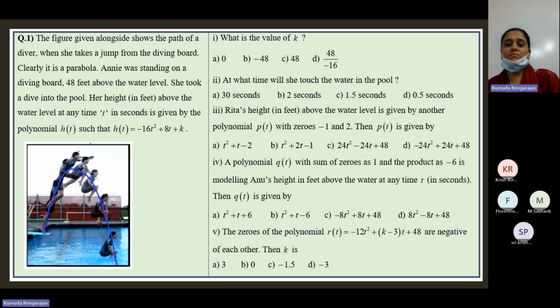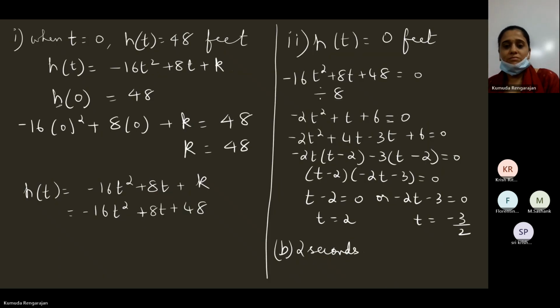Then P of t is given by... So you should find Rita's polynomial, that is, the polynomial which will help you to find Rita's height at any given point of time. All right. So we'll just take her zeros, minus 1 and 2.